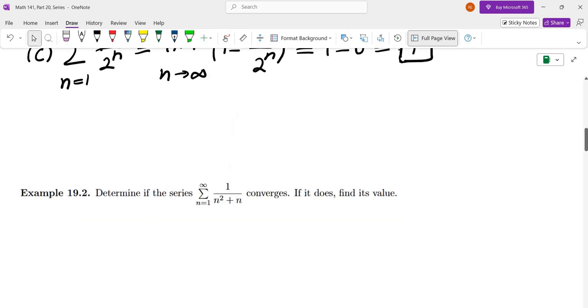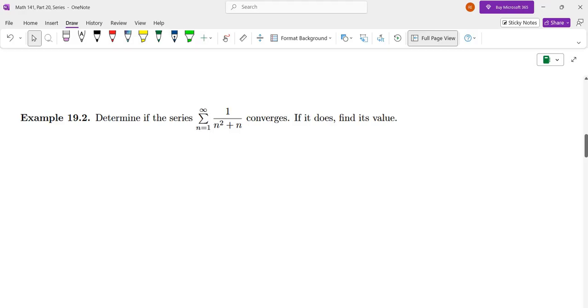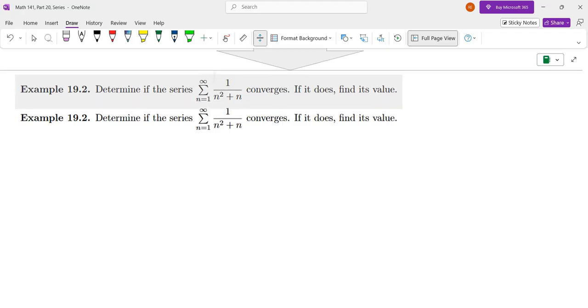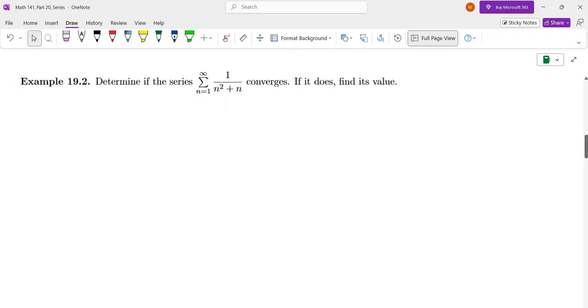Let's look at the next example. Determine if this series converges. If it does, find its value. This is the second type of sum that we can evaluate. This is called a telescoping sum. The way we solve this one is by using partial fractions.